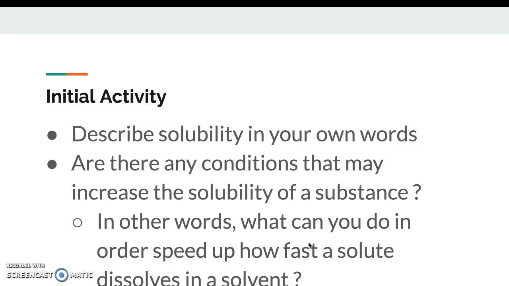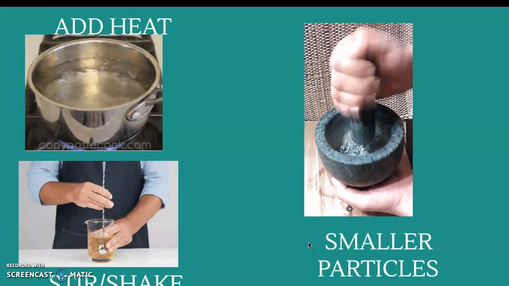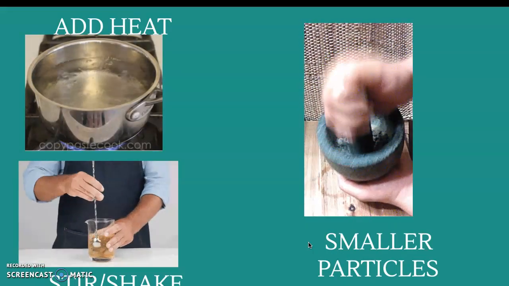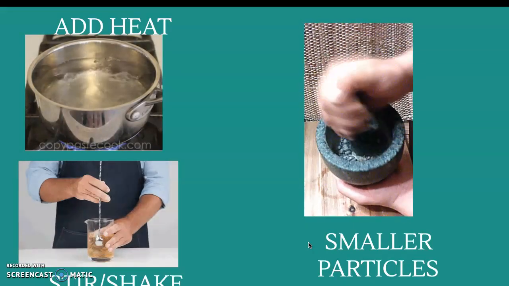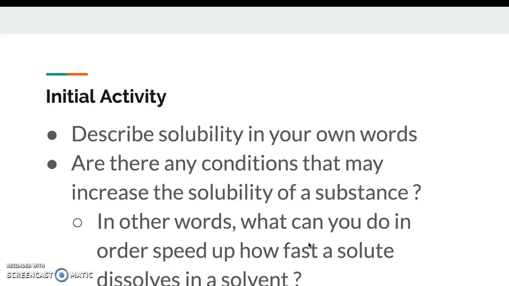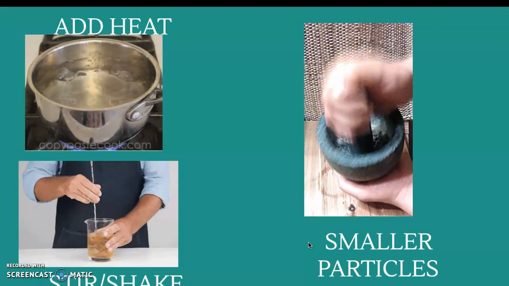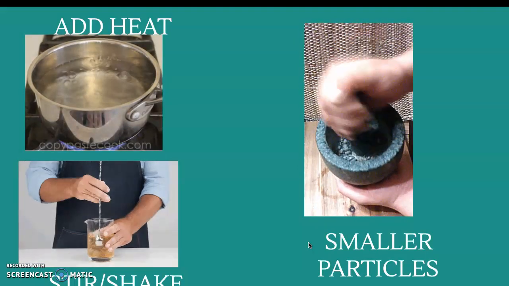So once again, are there any conditions that may increase the solubility of a substance? By solubility, we mean, in other words, what can you do to speed up how fast a solute dissolves in a solvent? You can add heat, stir or shake, or make your solute have smaller particles. These are a few things you can do to increase the solubility, or in other words, how fast a solute dissolves in a solvent. If you feel that I'm moving a little quickly, feel free to pause the video and watch it as many times as you need to.